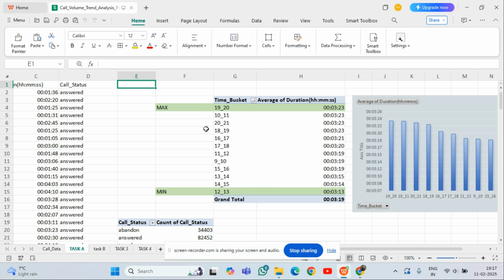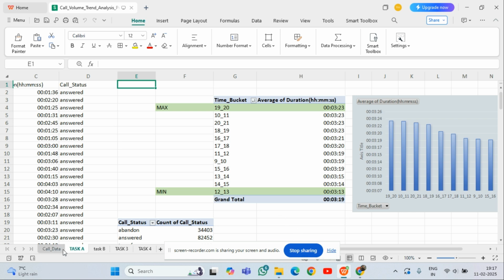This is the time bucket. I have sorted it from highest to lowest, so this is how you will get it. The time bucket is from 9 to, I think, 9 to 10. This is how you will get it.